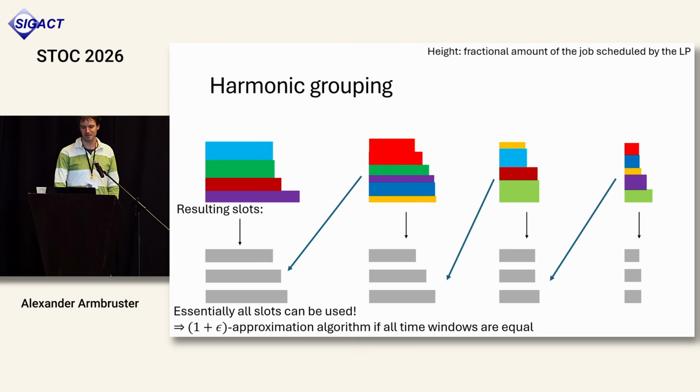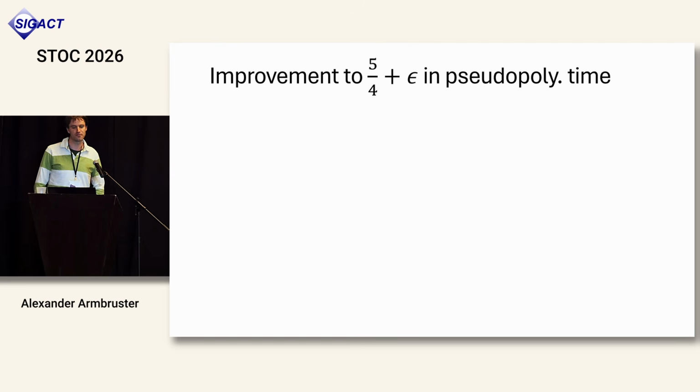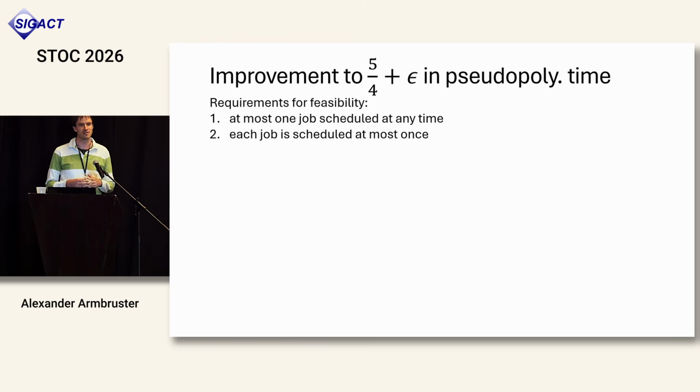So now I'll talk a bit about the 5/4 ideas. Let's take a step back again and think about what actually makes a schedule feasible. There are two properties. The first one is that at any time there is only one job scheduled. The second property is that each job is scheduled at most once. If you have these two properties, this gives you a feasible schedule.